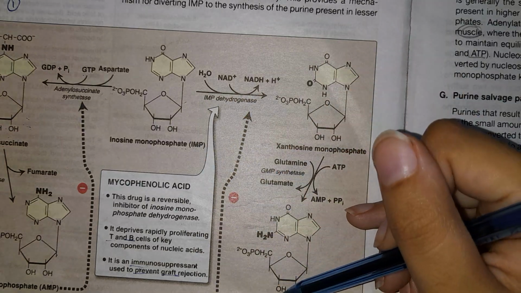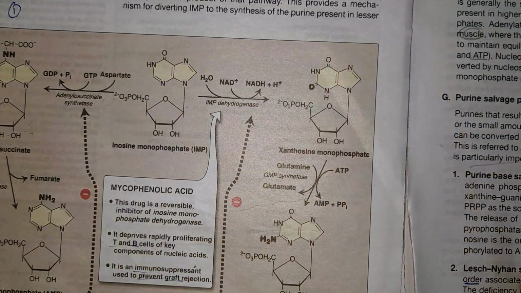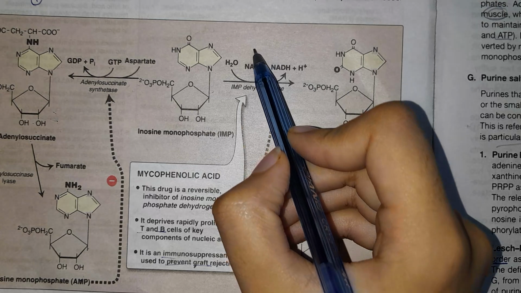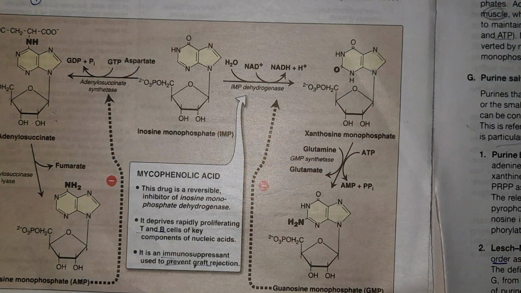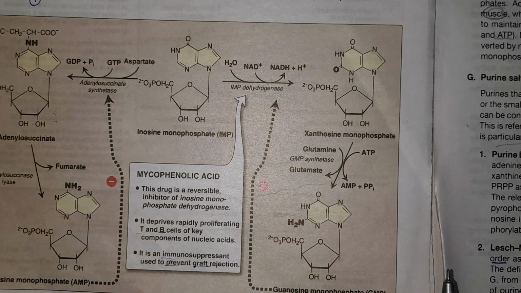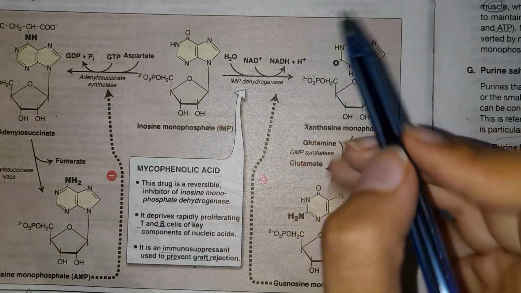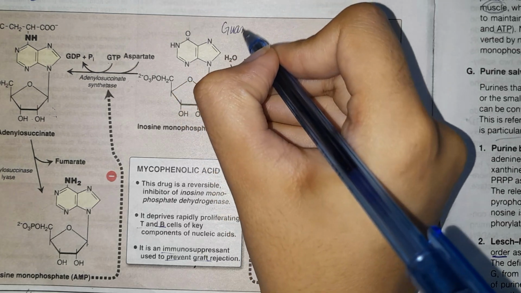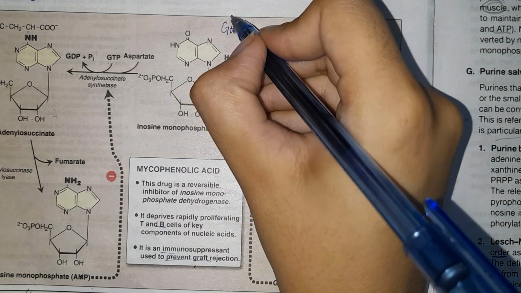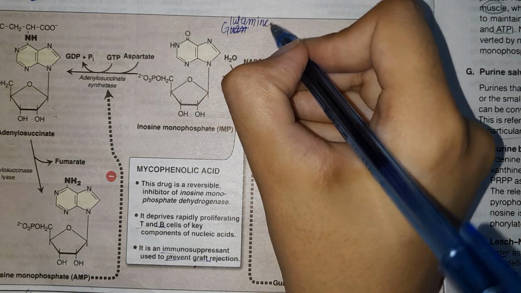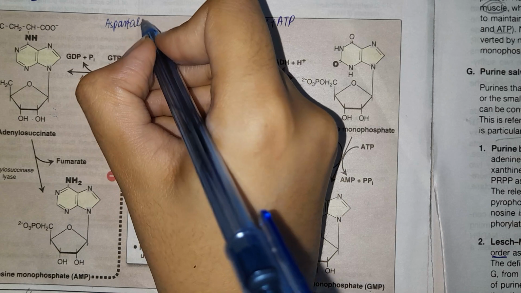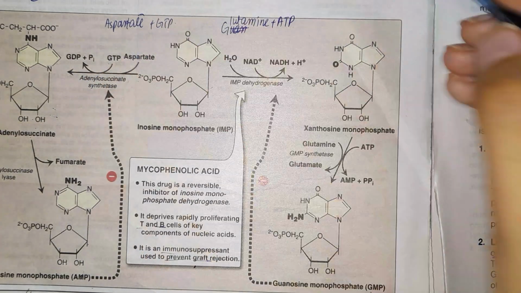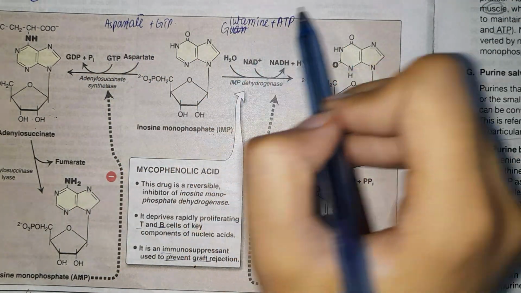Second thing, if we want to make GMP from it, in the previous step what we did was we used aspartate and GTP. What we are going to use in this, since it's a guanosine, glutamine will be used. And the second thing is ATP will be used. So guanosine will have glutamine plus ATP, whereas the other one has aspartate plus GTP. Okay, A and G are both used. You can see A and G.